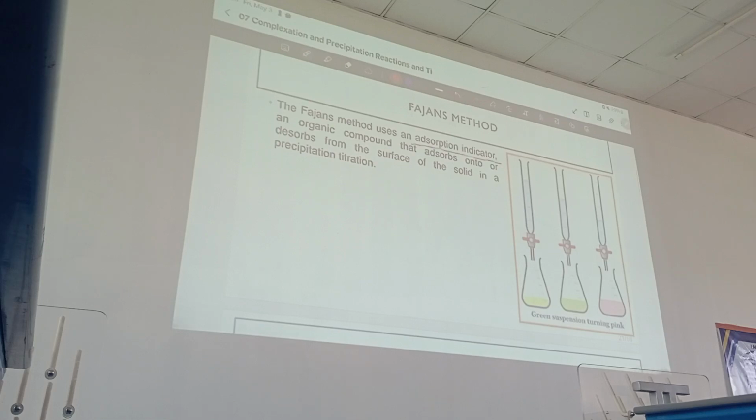Okay, the Bayes method is different. Once you stick the indicator to it, it changes color. It is an organic compound that absorbs onto or desorbs from the surface of a solid. This is precipitation. So this is initial, this is equivalence, and this is post. Green is usually the equivalence point, but the most distinct color is pink.